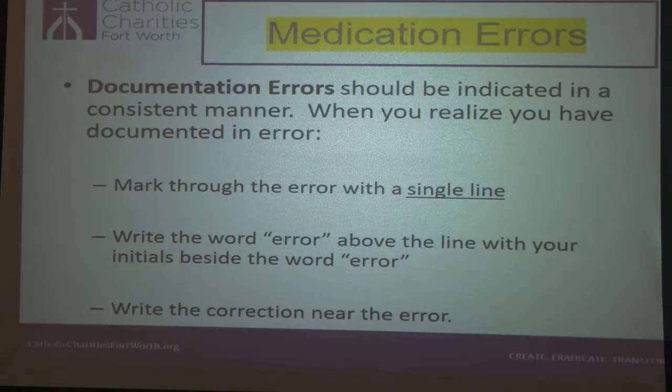Documentation errors should be indicated in a consistent manner. When you realize you have documented an error, mark the error with a single line. You don't want to scribble through it. You don't want to blot it out. You don't want to erase it. You do a single line through it. Write the word error above the line with your initials beside it, and then write the correction near the error.